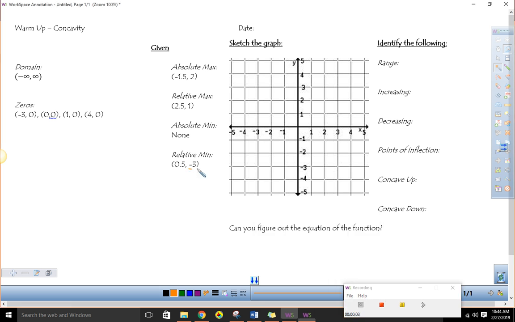I apologize for the little mishap, but this guy should say -3 for your min. What's the first thing, hopefully, that you did? Plot out the points. Yeah, plot the points, right? Plot your points. So, we got all my zeros, definitely. I got -3.